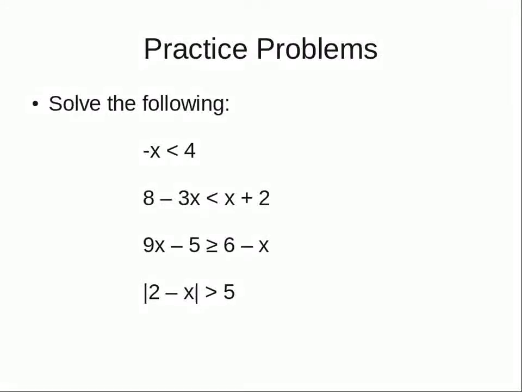Now, would you please solve the following? I have here the inequality negative x is less than 4. The next inequality, 8 minus 3x is less than x plus 2. Third inequality, 9x minus 5 is greater than or equal to 6 minus x. And then the absolute value of 2 minus x is greater than 5.